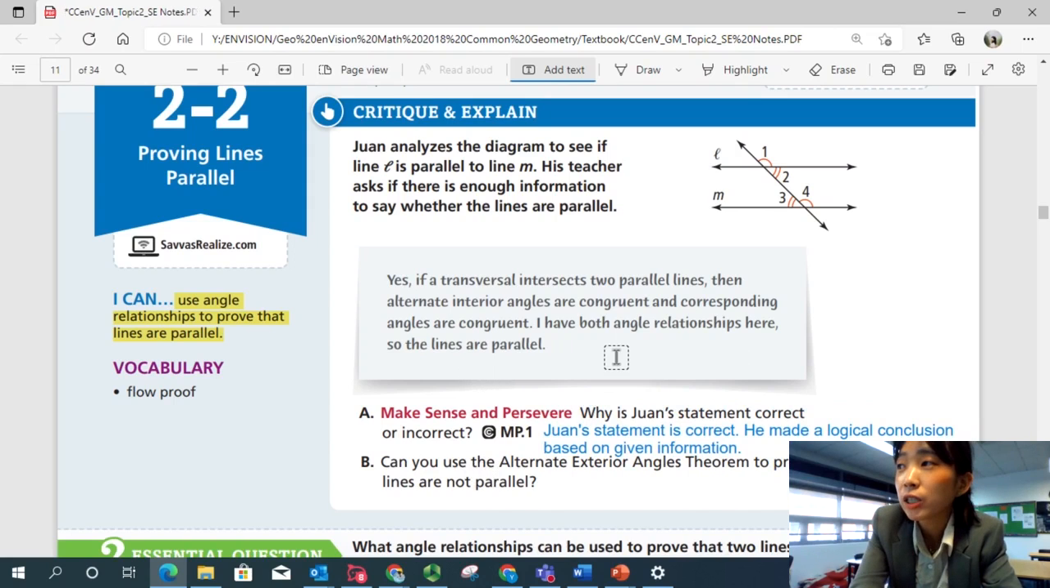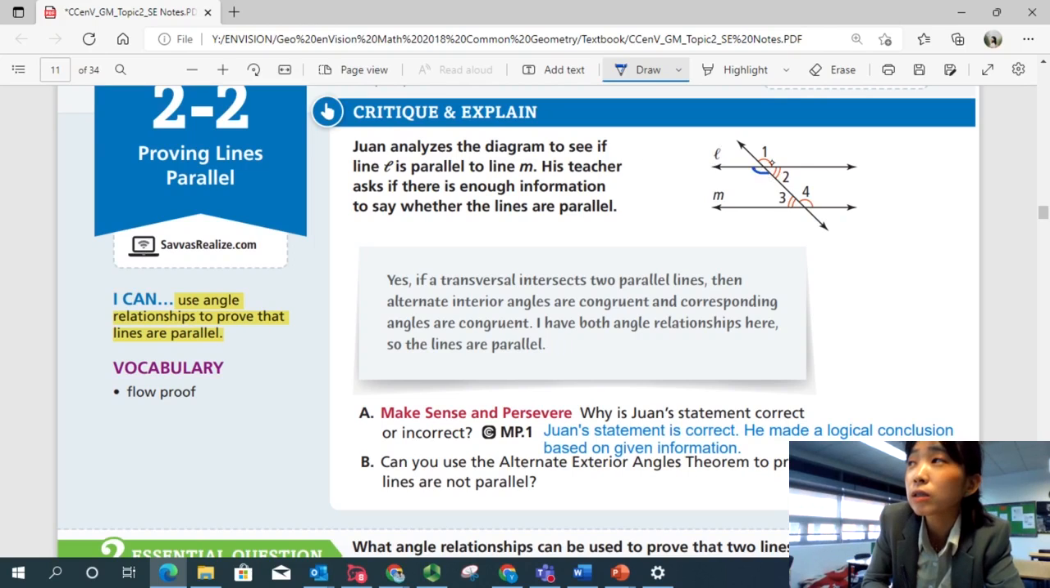Part B. Can you use the alternate interior angles theorem to prove that the lines are not parallel? We know how to use the alternate interior angles theorem to prove lines are parallel. Can you prove that the lines are not parallel, though? Is there a way to prove the lines are not parallel? What does the alternate exterior angles theorem do? Look at the angle relationships.